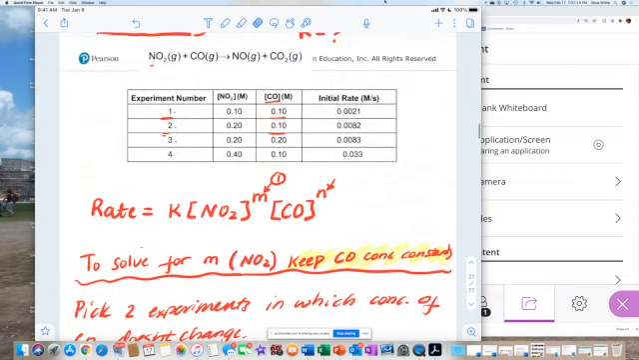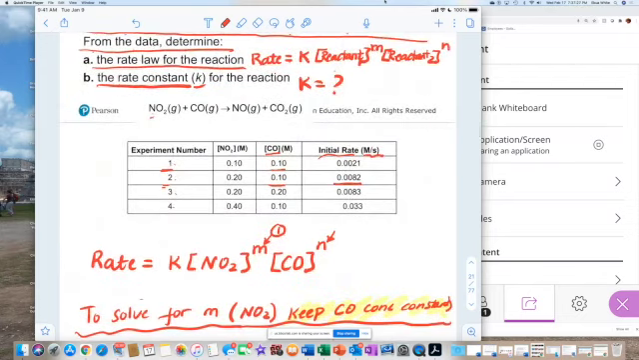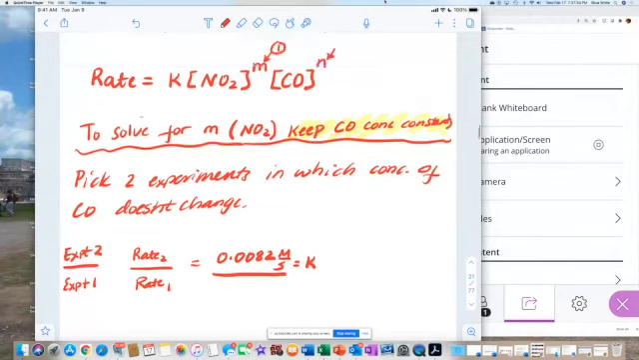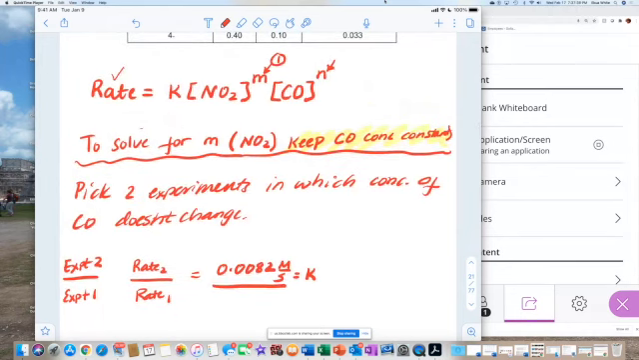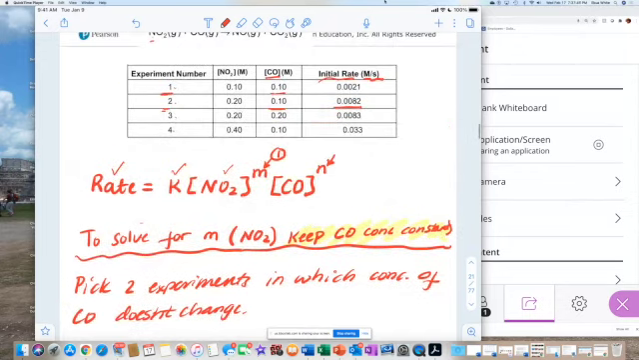Okay, what's rate 2? This is the initial rate. This is the number I need right here. Rate 2 is 0.0082. What are my units? Molar per second. Molar per second divided by, equals K. So I wrote this rate part, and I wrote this K part, okay? And over here, I need to write the NO2 part. What is the NO2 for experiment 2? Because this is experiment 2, right? NO2 for experiment 2 is 0.2.